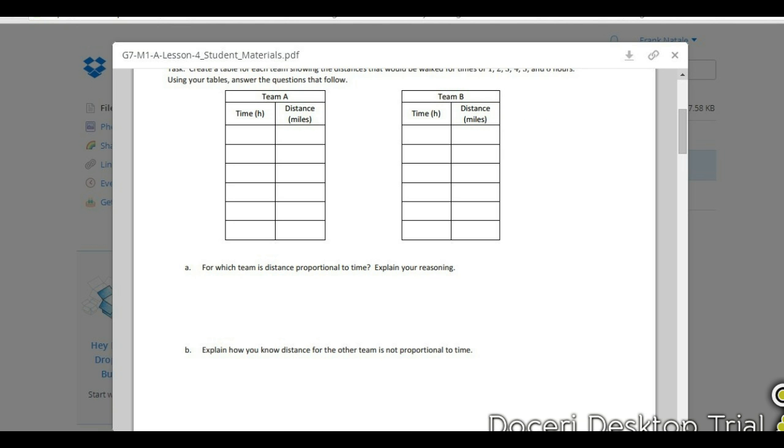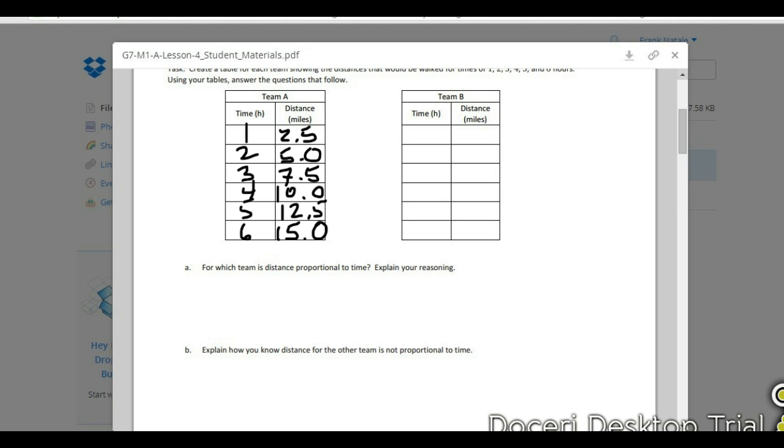But let's go ahead and look at that. If we look at A, 1, 2, 3, 4, 5, 6, all we do is multiply by 2.5 to get the distance in miles, and that just keeps changing like that. 10, 12.5, and then 15 at the 6 hour mark, 15 miles.